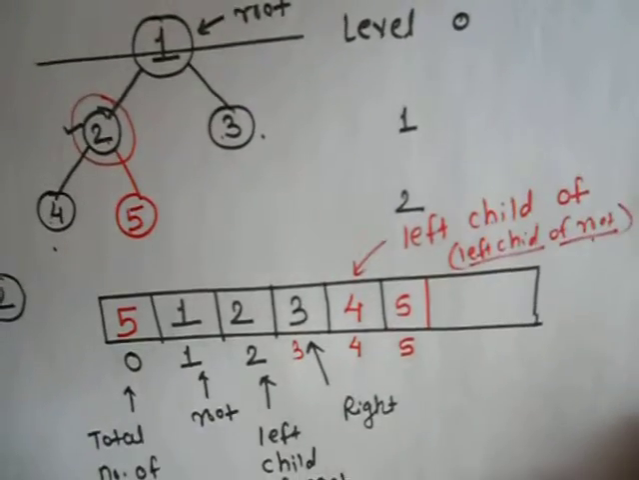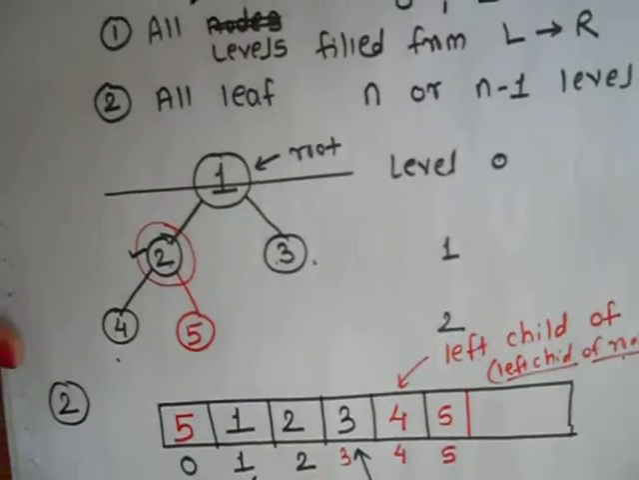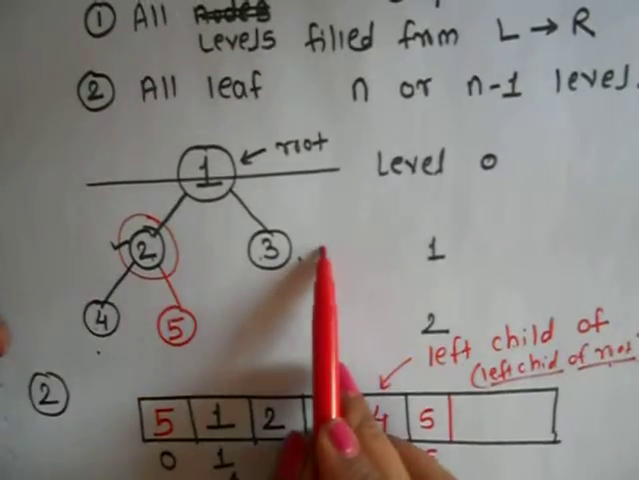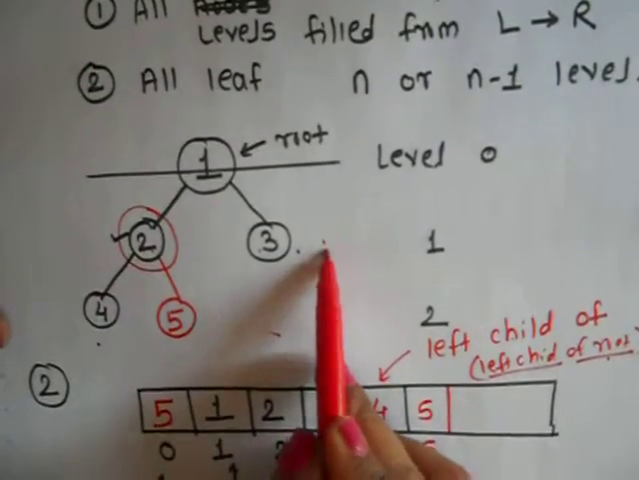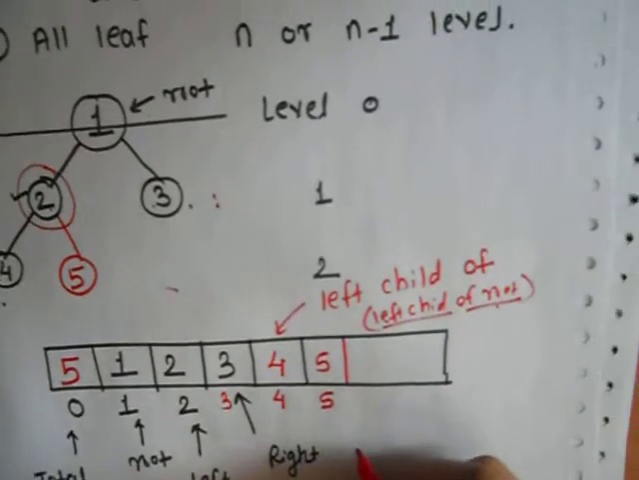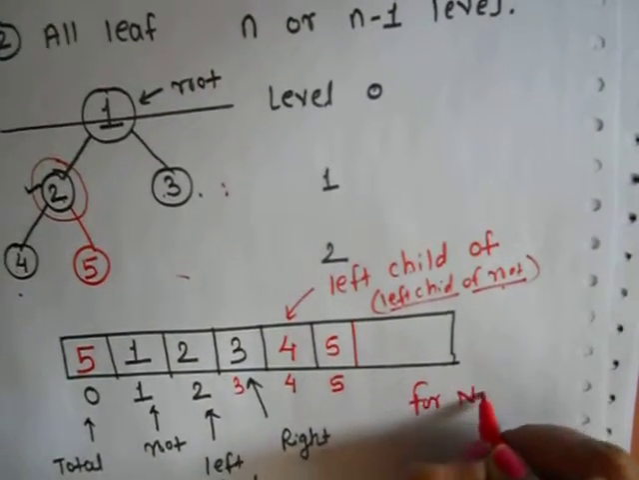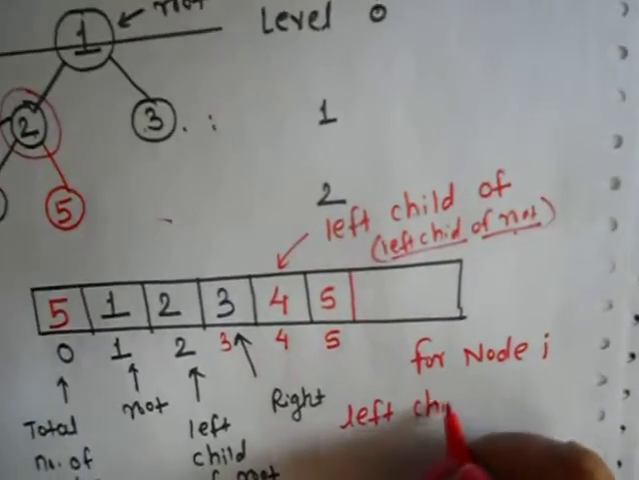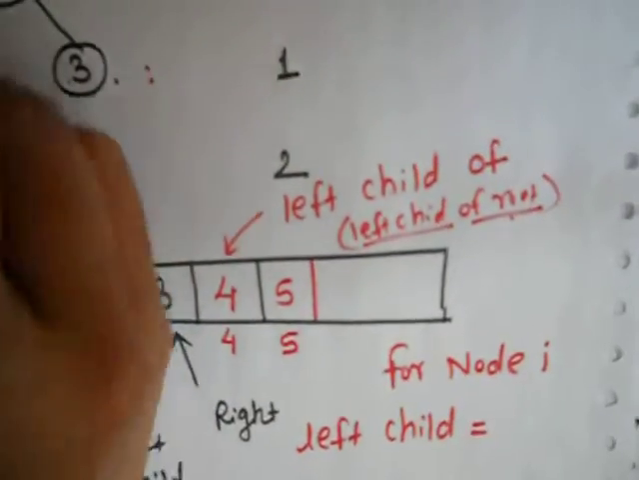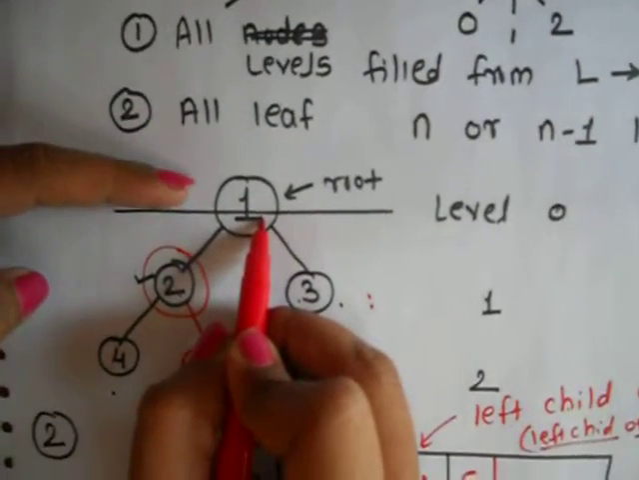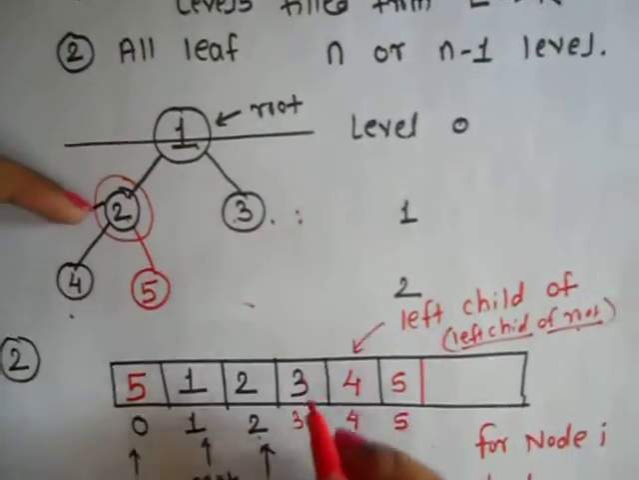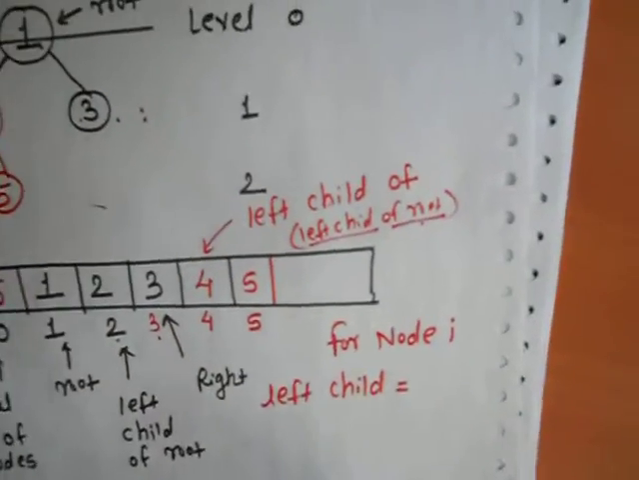Now if I consider this tree, we know that all leaf nodes are present at level n or n minus 1. So in general, if I want to find out the left child position for node i, see, root is present at 1. So where is your left child present? At the second position. Right child is present at which position? Third position.